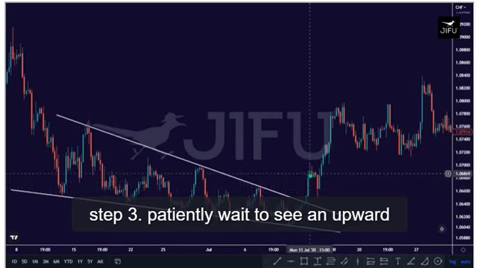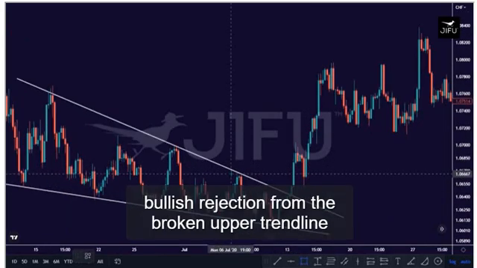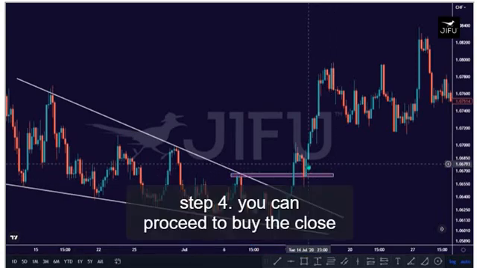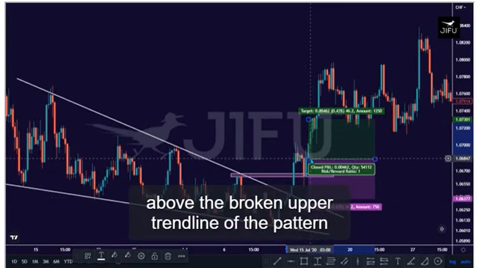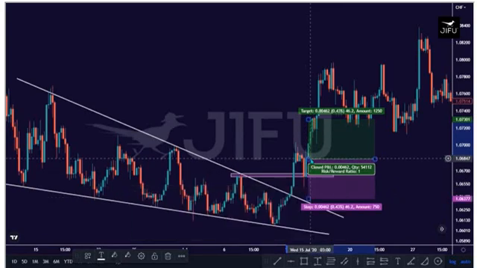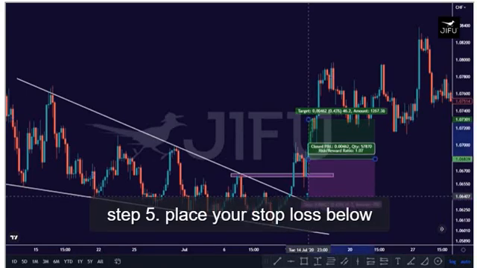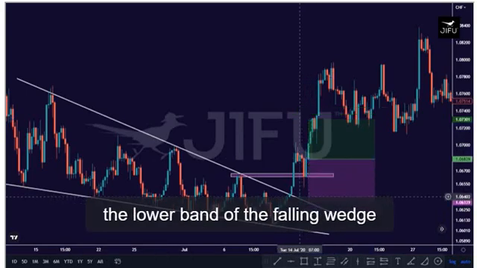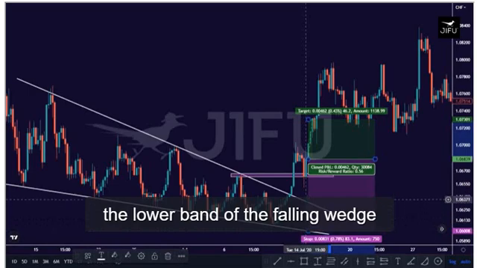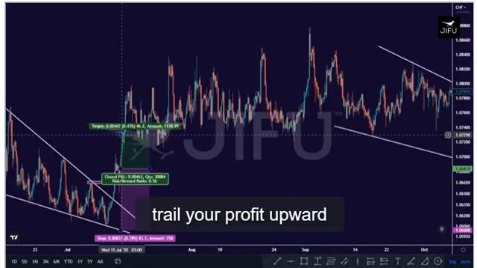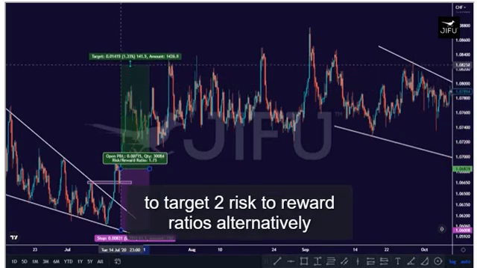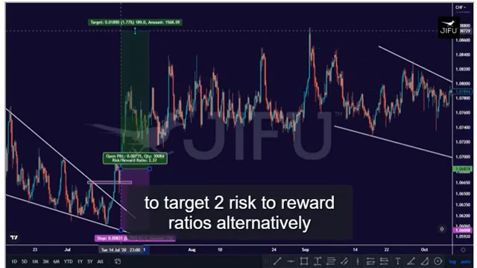Step 3. Patiently wait to see an upward bullish rejection from the broken upper trend line. Step 4. You can proceed to buy the close of the bullish validation candlestick above the broken upper trend line of the pattern. Step 5. Place your stop loss below the lower band of the falling wedge that is vertical to the bullish breakout point. Trail your profit upward to target two risk-to-reward ratios.